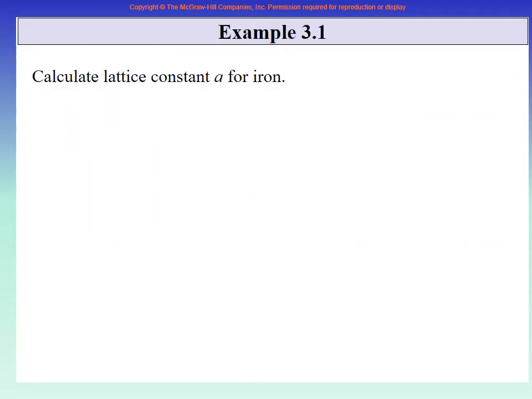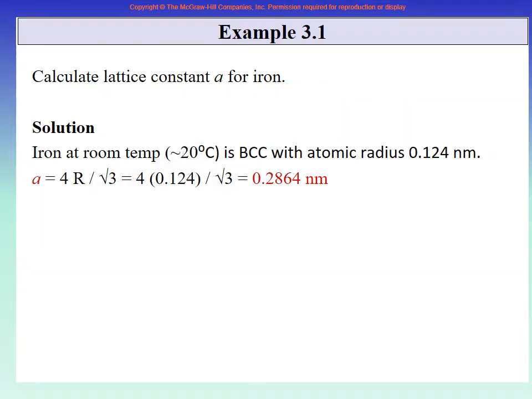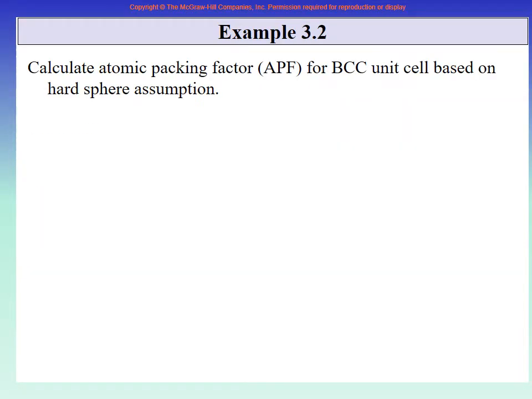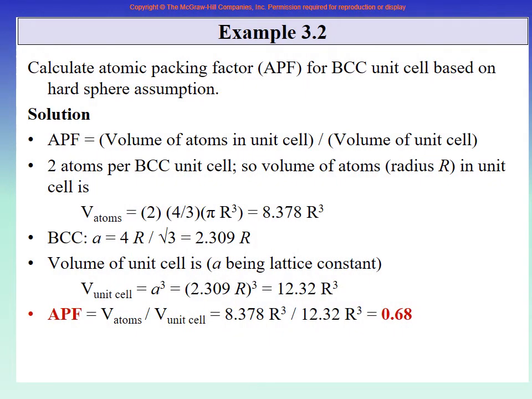We then did some examples. One example where you found the lattice constant, another example where we found the atomic packing factor, and so on. And we found that it does not matter which material it is, iron or chromium or whatever. If it is BCC, it has a packing factor of 68%, or 0.68.